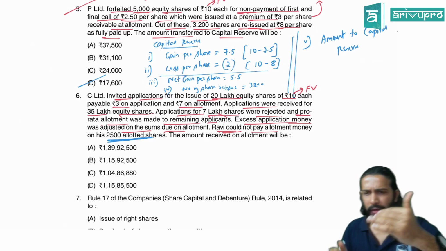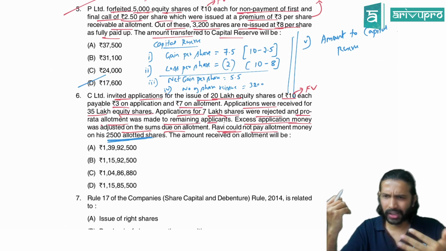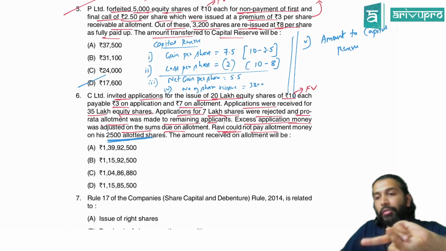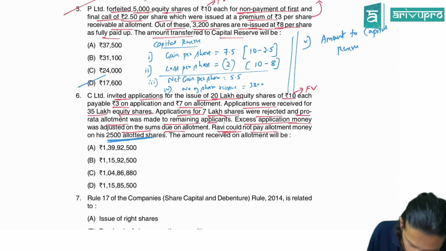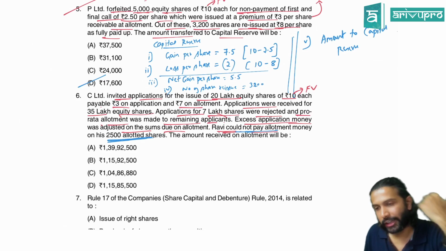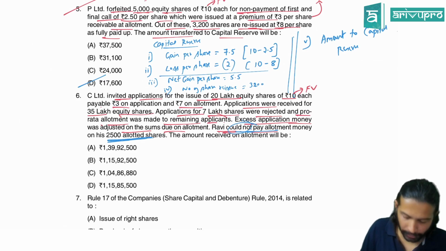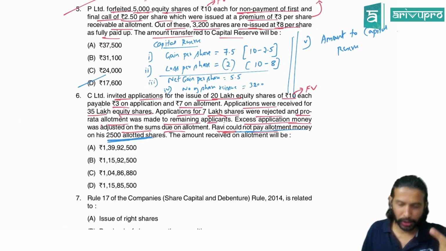Because under pro rata allotment, you apply for more, you get a little less. That's how pro rata works. The company will issue fewer shares than what you applied for. So Ravi would have applied for more than 2,500 shares. How much, we don't know. We need to calculate. But he has been allotted 2,500 equity shares. And this person did not pay the allotment money. He got the shares, he paid application money, but not allotment money, because his financial condition turned bad. So he did not pay.